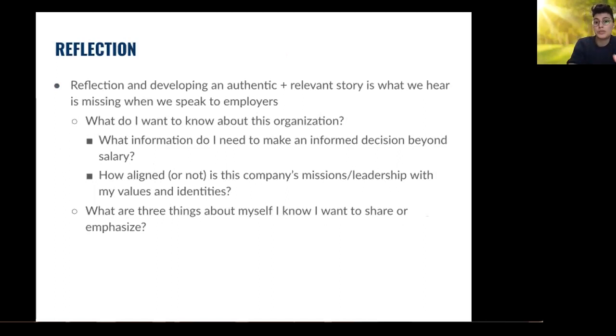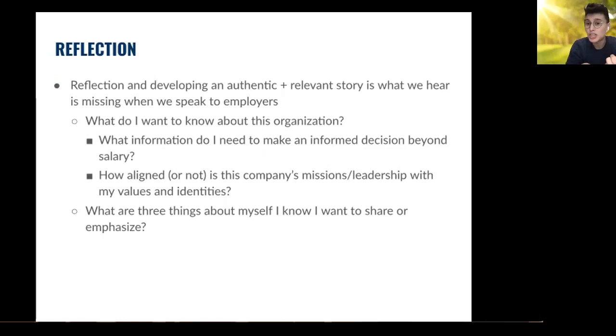But how do we do that? How do we actually tell a relevant story, and an authentic story? So what we hear from employers that's often missing is a coherent narrative, how all of these pieces come together. And so to help you reflect and craft a coherent story, we've got some good questions for you. So one is, what do you want to know about this organization?